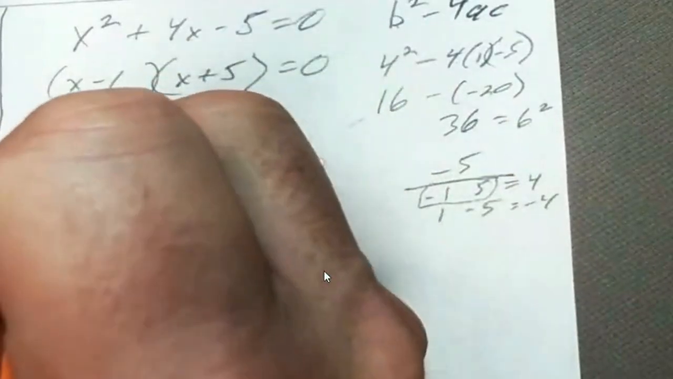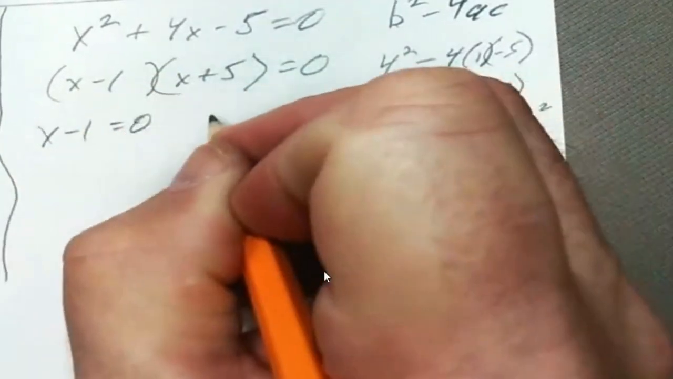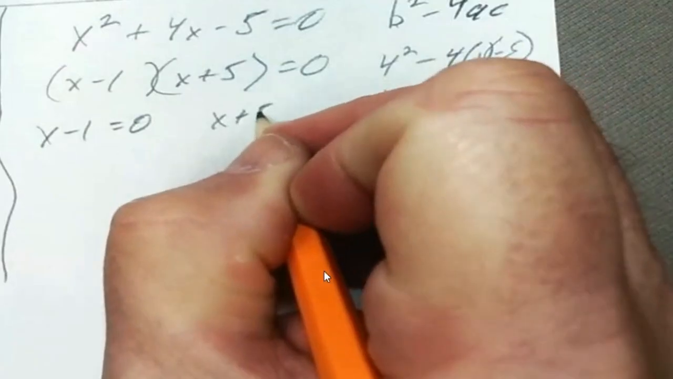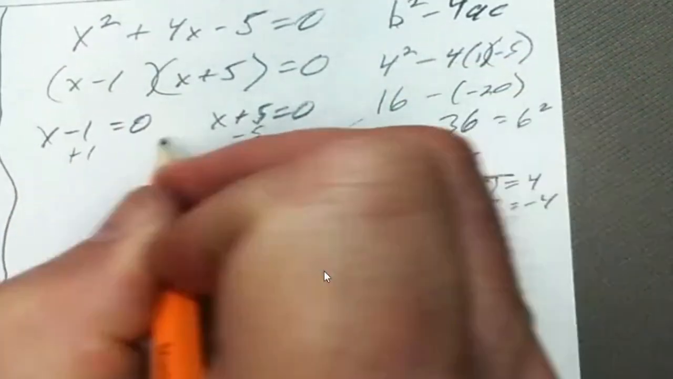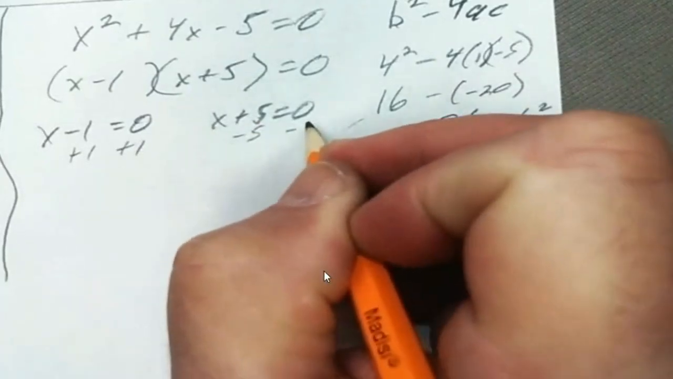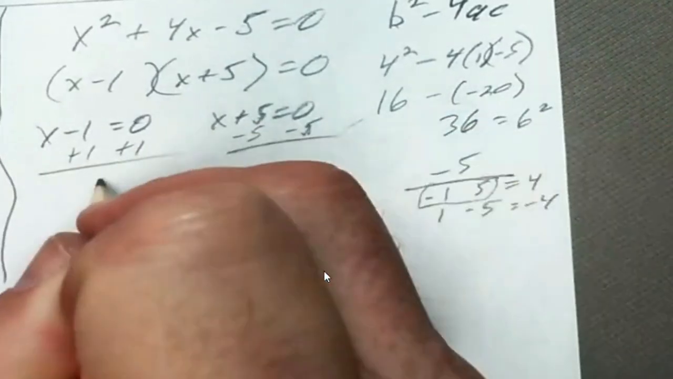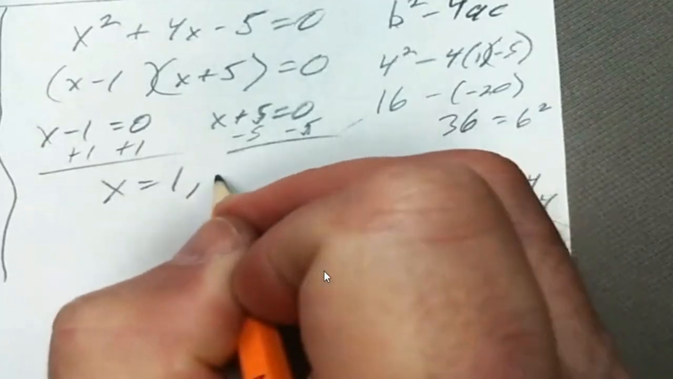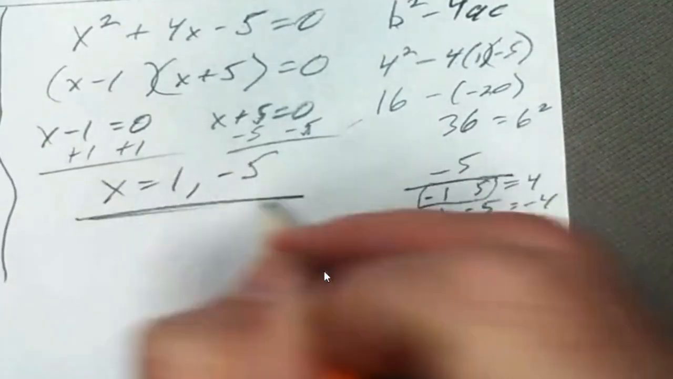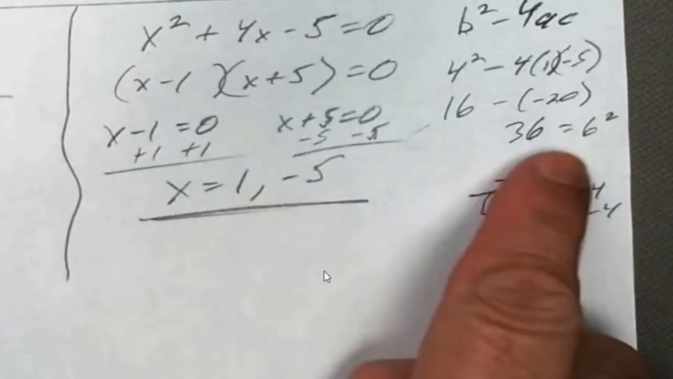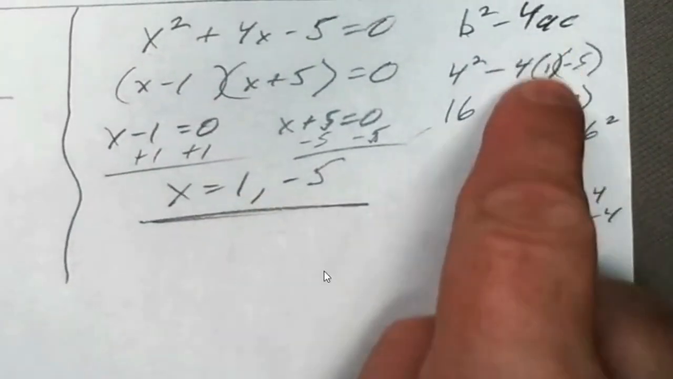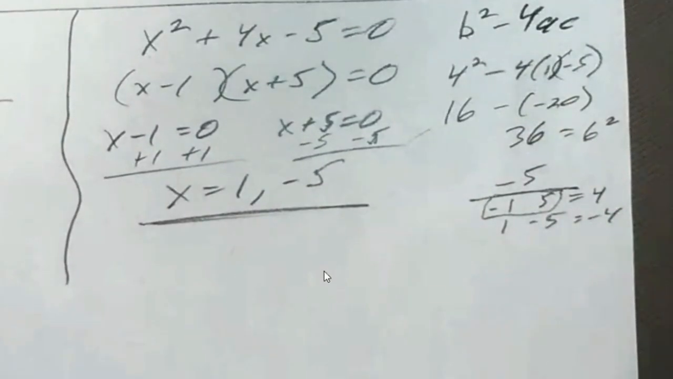So either x minus 1 equals 0 or x plus 5 equals 0. Plus 1, minus 5. So x equals 1 or -5. That's our 2 solutions. And we knew we'd have 2 very nice solutions because this is a perfect square when we check the discriminant. x equals 1, x equals negative 5.